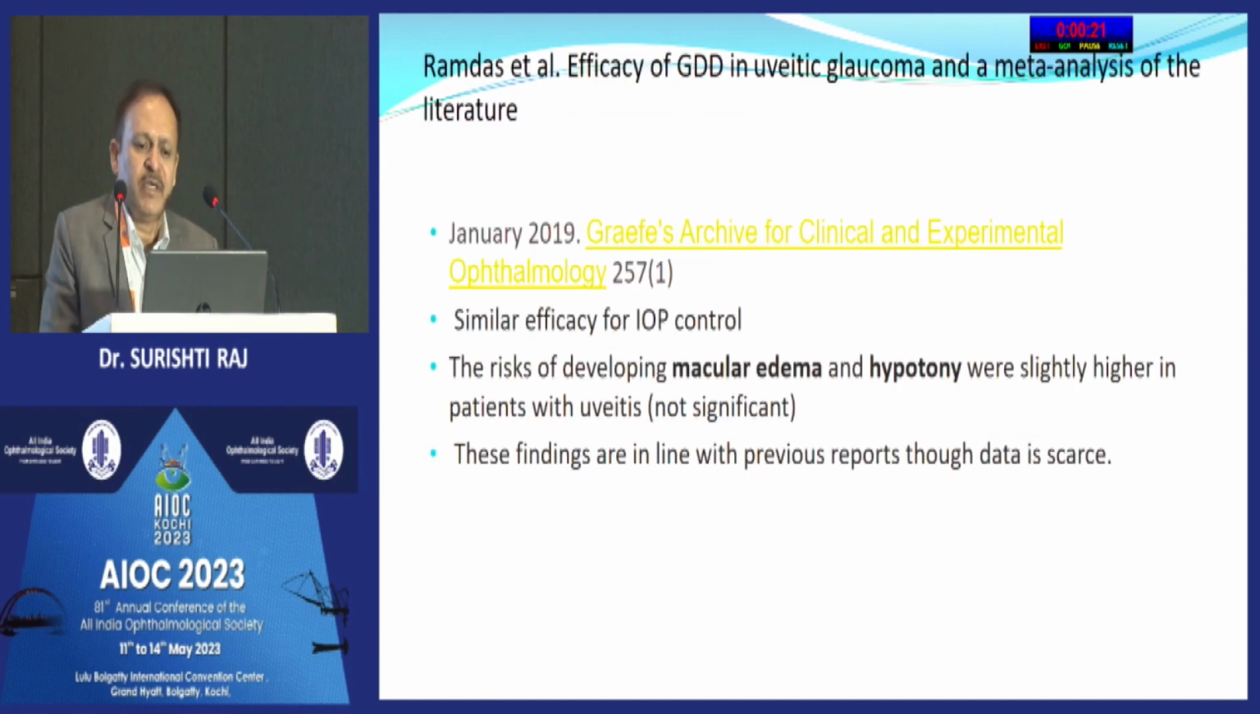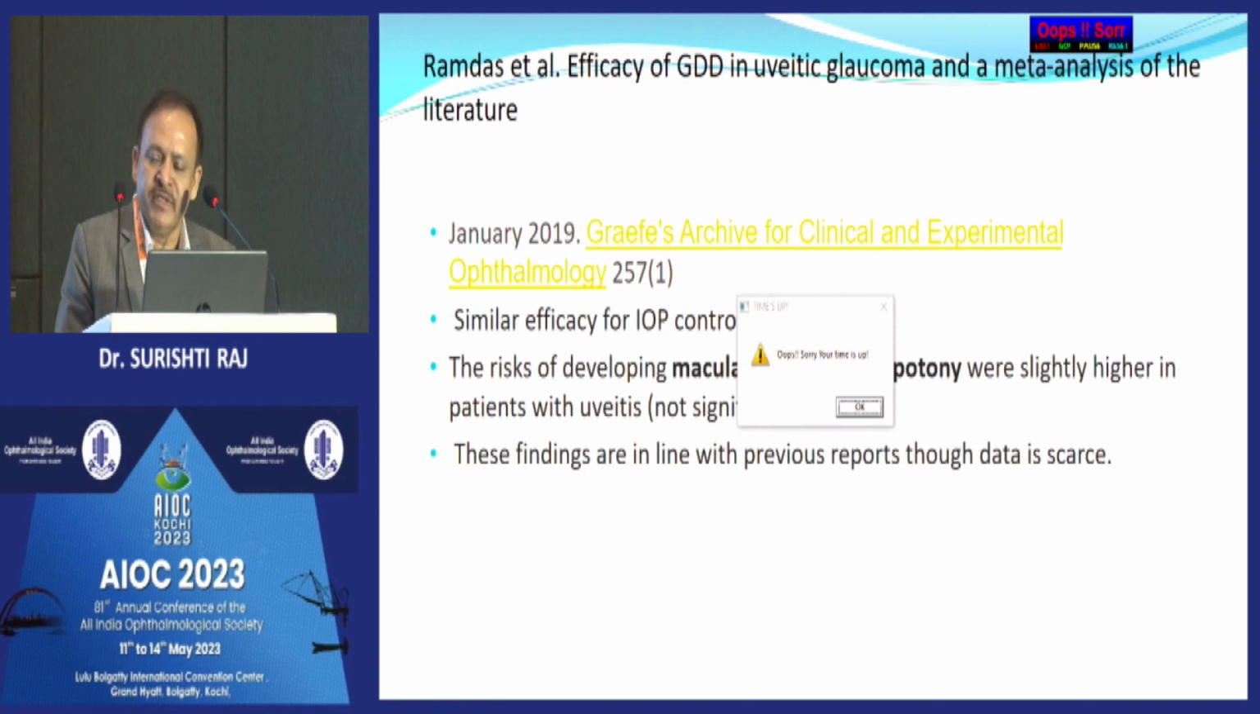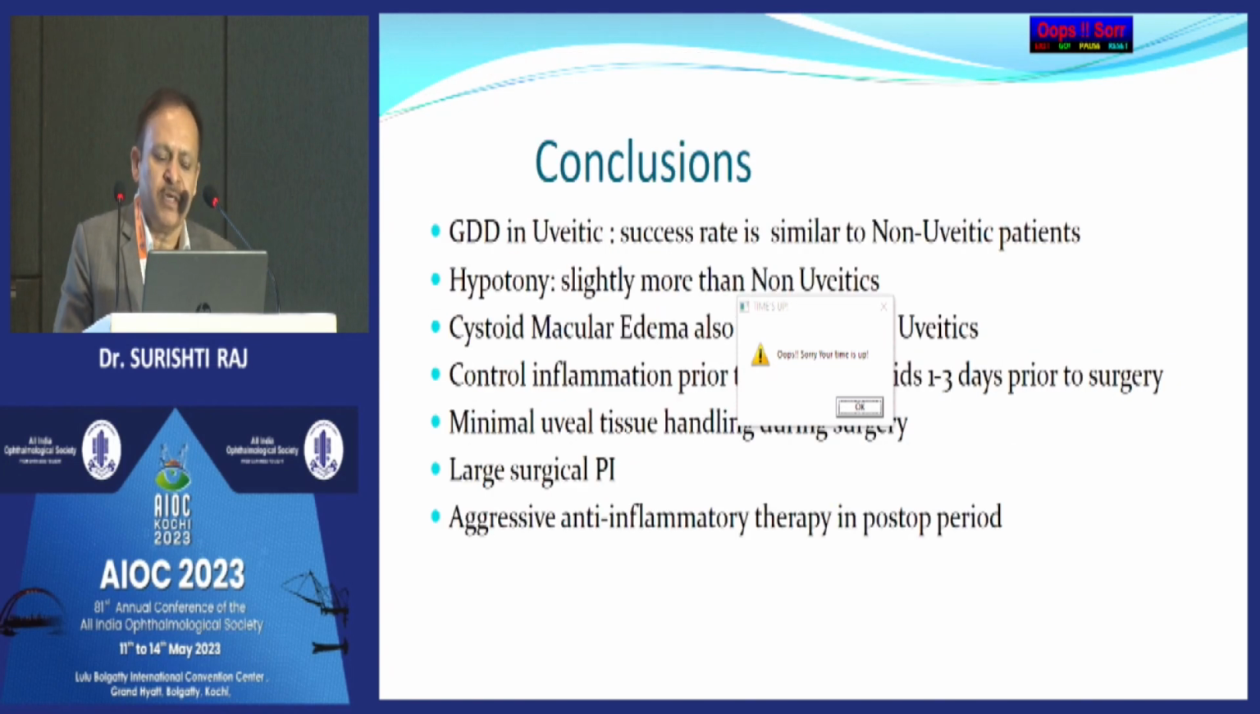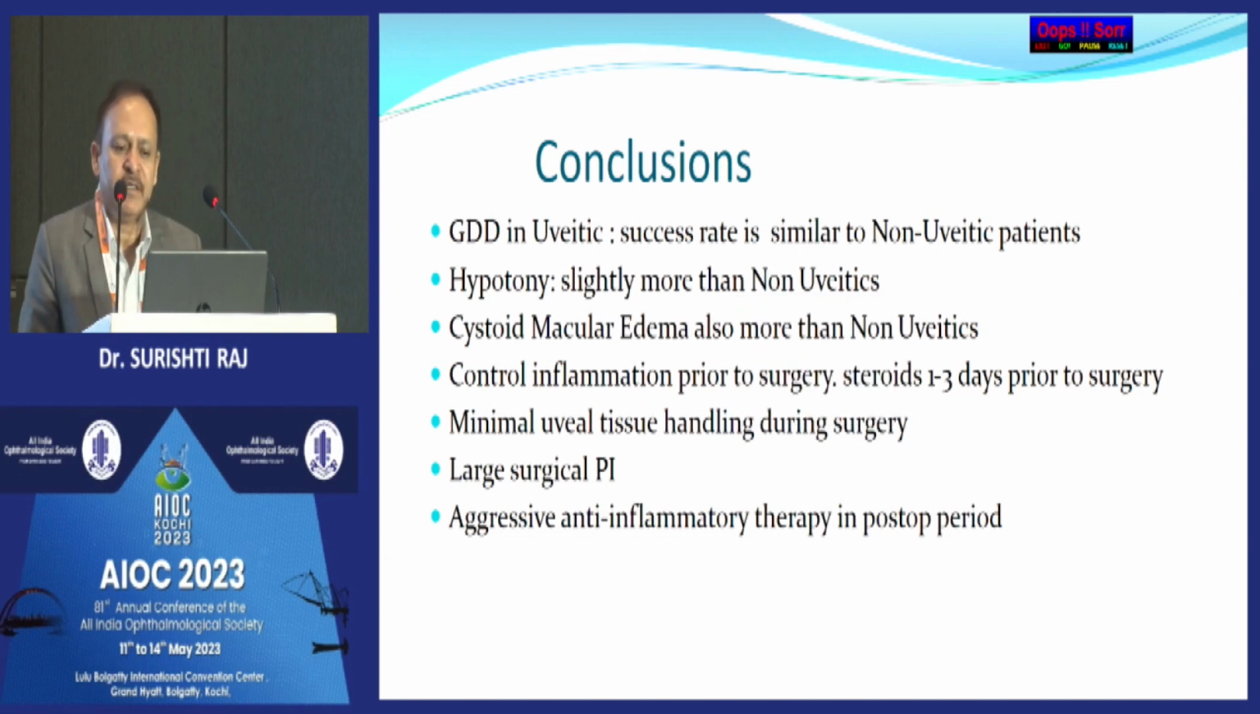So this was the retrospective meta-analysis done by Ramdas et al. The efficacy of GDD in uveitic patients was compared against GDD in non-uveitic patients. The intraocular pressure control was similar, only macular edema and hypotony were seen slightly more in uveitic GDD, though this was not significant. And this finding also corroborated with previous reports. So in conclusion, with GDD in uveitic patients, the success rate is almost similar to non-uveitic patients. Hypotony is slightly more than in non-uveitics, and cystoid macular edema is also more than in non-uveitics.